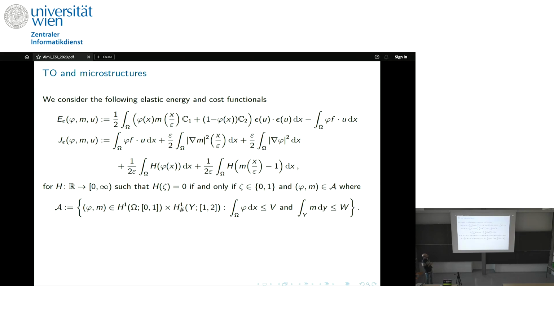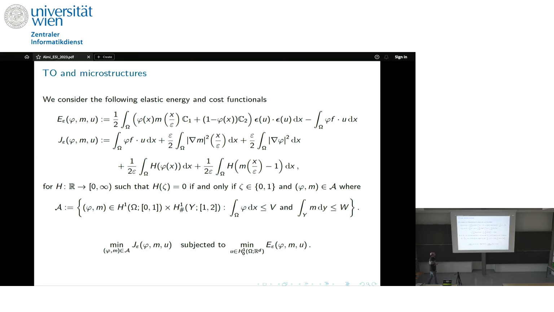But anyway, what you have to keep in mind is that M is, as I said before, periodic on the unit cube. And here in the set of admissible distributions, you are also saying that you have maybe some kind of volume constraint. You cannot distribute so much material, so V is here fixed, and W is also fixed, and you cannot even distribute so much of a microstructure because maybe it's costly.